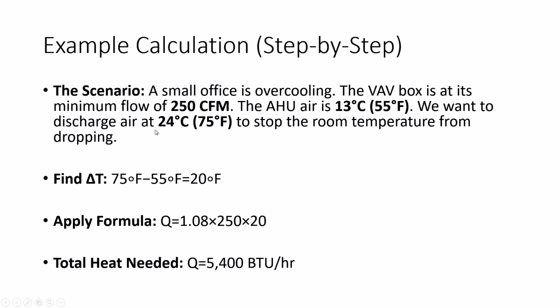So we want to discharge air at 75, for the comfort zone, to stop the room temperature from dropping too much. So our temperature goes from 55 to 75. 75 minus 55, 20, is the temperature rise, or you can call it the temperature difference. Multiplying 1.08 times CFM times the temperature difference gives 5400 BTU per hour. So you can select a coil based on this 5400 BTU per hour.